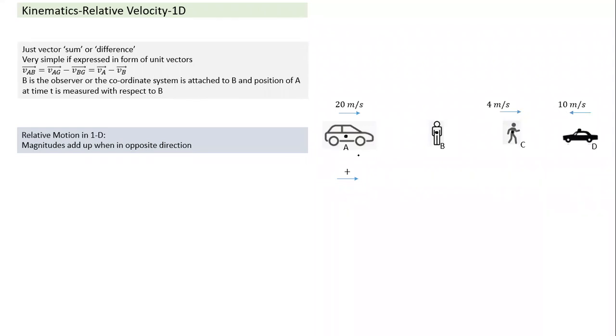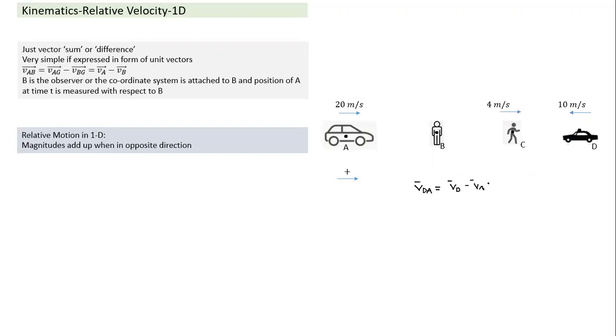When we talk about relative motion, motion is a property of the observer as well as the object. In case of 1D, it is very simple to understand. If we talk about magnitude, the magnitudes add up when velocities are in opposite directions. Suppose all four of them are in space. What is the velocity of car D as seen by A? If I take the positive direction, it will be velocity of D minus velocity of A. I'm not putting the bar sign; in one dimension we can easily understand that part.